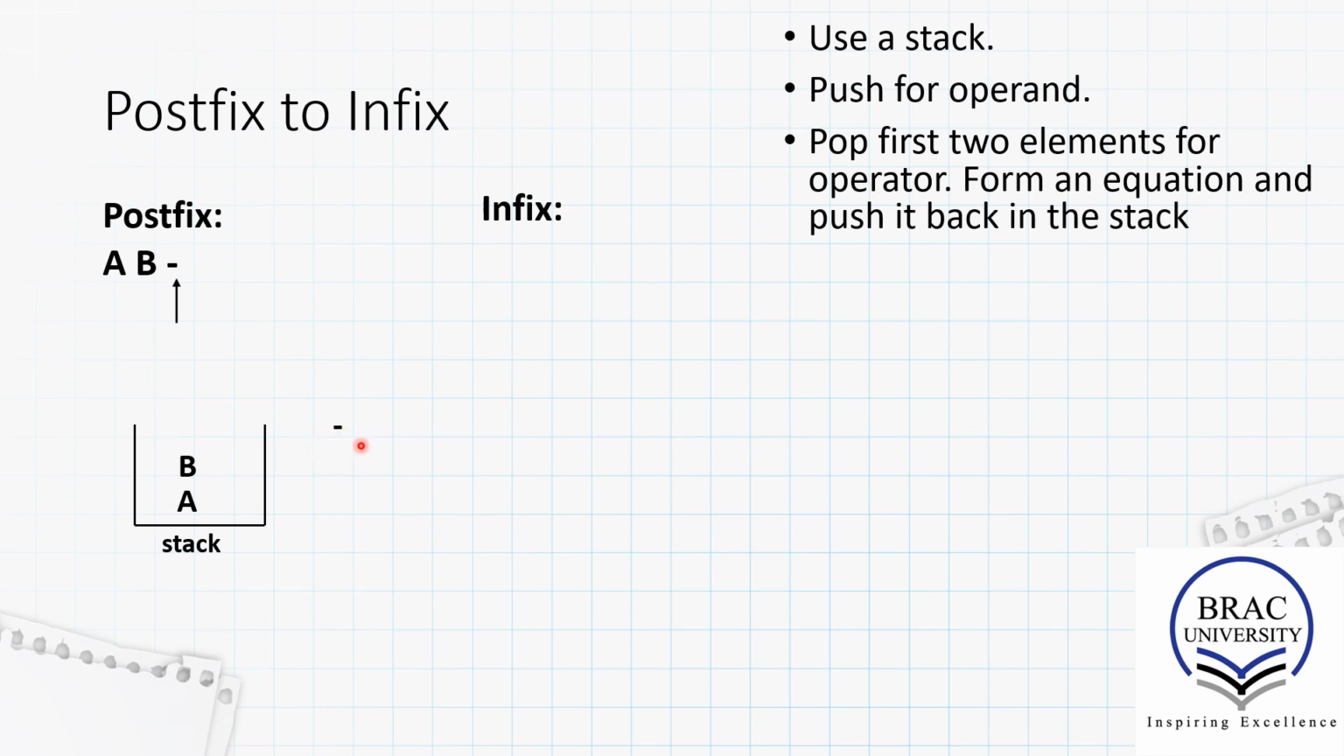Whenever I encounter an operator, I have to pop the first two elements of my stack. So I will pop b and then a, and I will have to form an equation with a and b. So you tell me, should it be a minus b or b minus a? It should be a minus b. So when I pop the stack for the first time, this element will be the second operand and the next element will be the first operand. So the minus tells me that it should be a minus b.